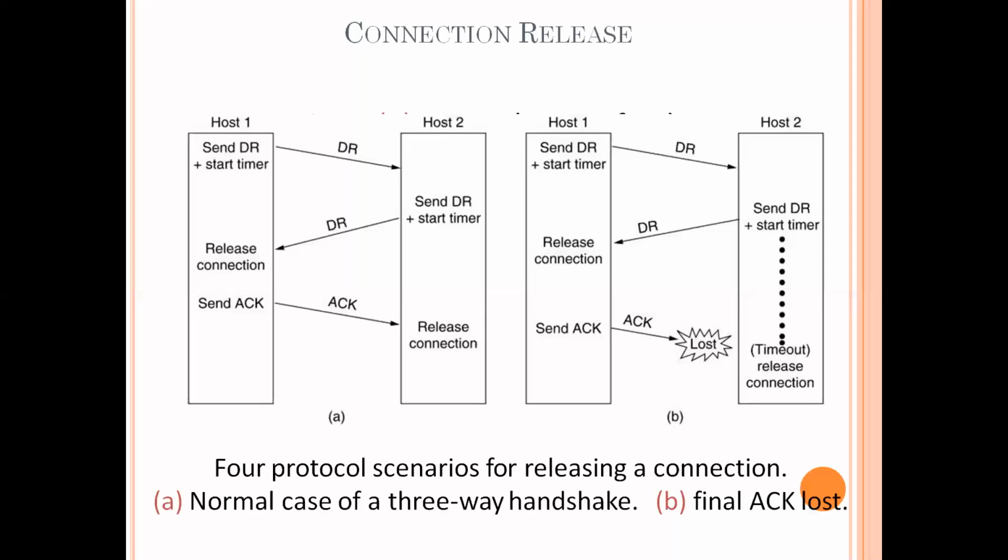Whereas in the second figure, host 1 sends the data release to host 2 with a start timer. After receiving the data release from host 1, host 2 also sends the release with a start timer. Then host 1 releases the connection. After that, host 1 sends the acknowledgement to host 2. But the acknowledgement is lost and host 2 doesn't receive it. At that time, host 2 will wait up to the timeout of the start timer. After the timeout, it releases the connection.